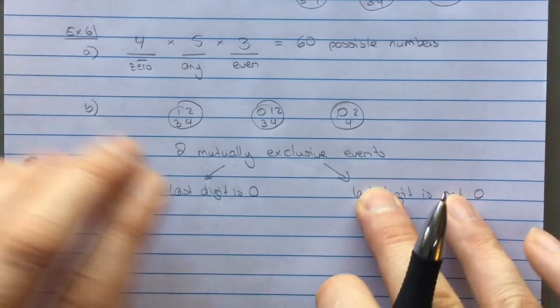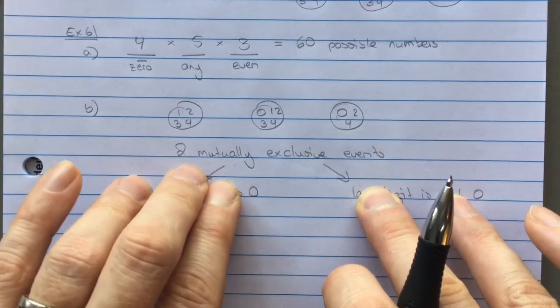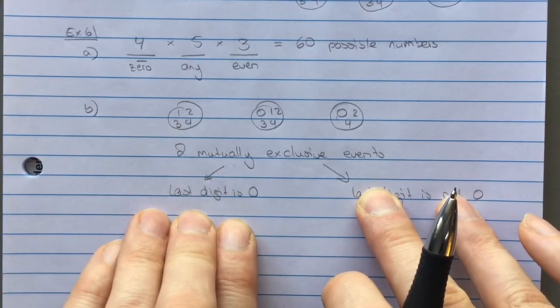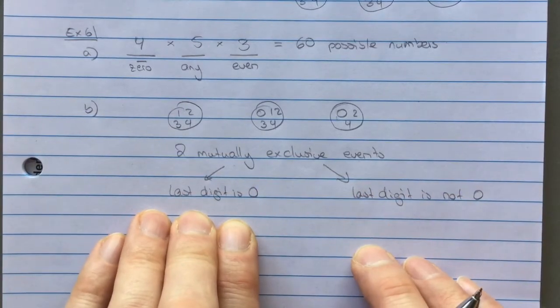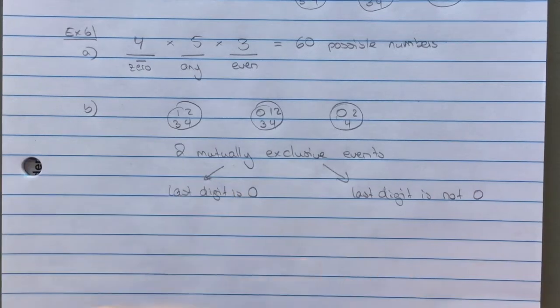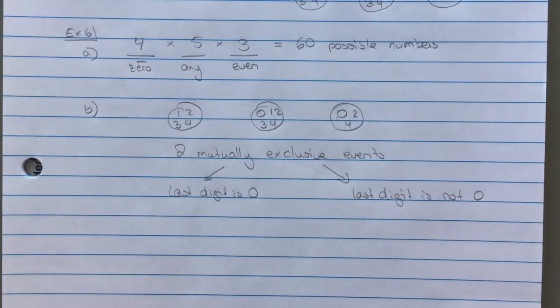And we need to now figure out the possible outcomes for this case, and the possible outcomes for this case. And to figure out our total, we add those 2 together.